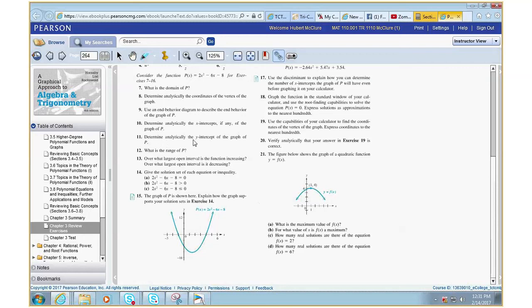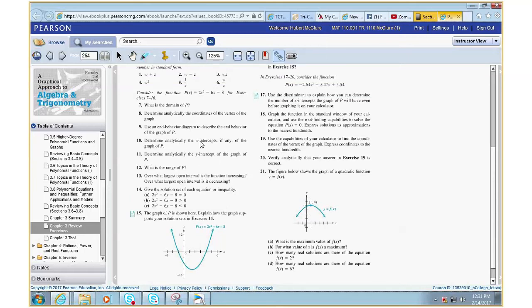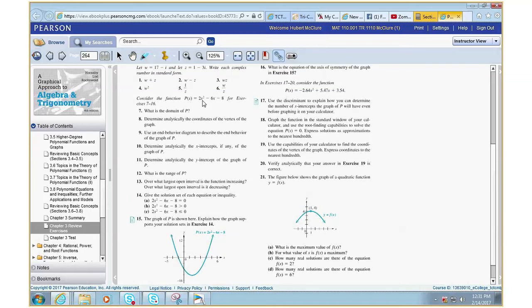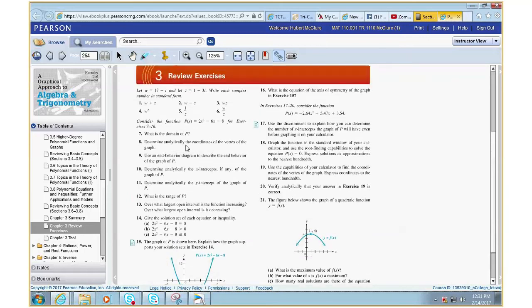Determine analytically the y-intercept of the graph of p. I don't know what p is. Oh, here it is, 2x squared. And see, this is what's great about this. You see this problem, it says, consider the function 2x squared, blah, blah, blah. And then it asks you all of this stuff. What do I tell you to do with 2x squared minus 6x minus 8? What do I tell you to do? Do it all, and then go see what it asks for.